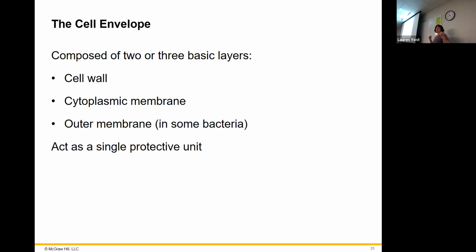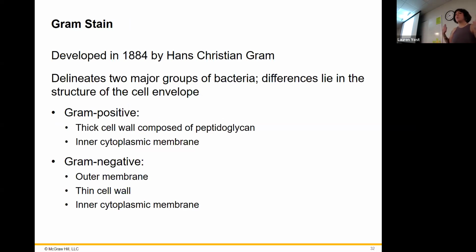Then we have the outer membrane. Some of these guys have an outer membrane. So we will see that all of them have a cytoplasmic membrane. Generally, all of them have a cell wall. Some of them have another membrane on the outside, the outer membrane, and that is not a rare one. We'll talk about why. Okay, so this gets us into the Gram stain.